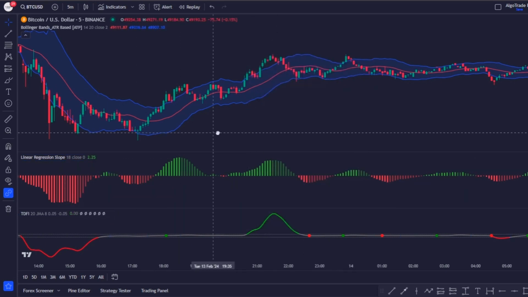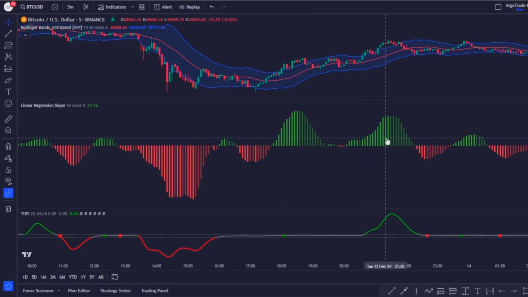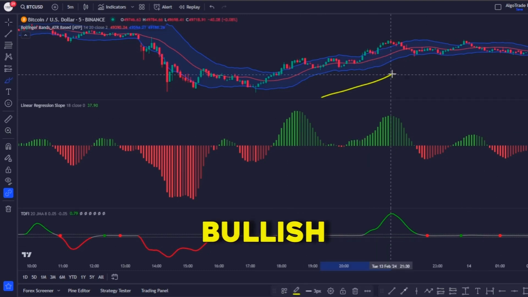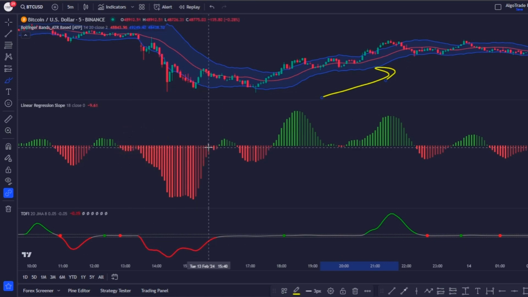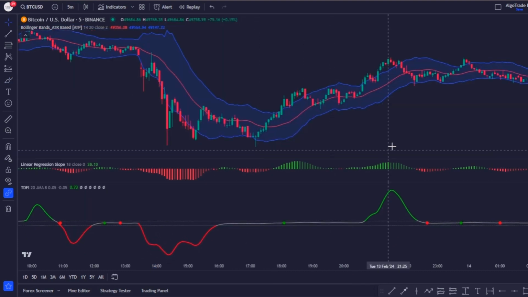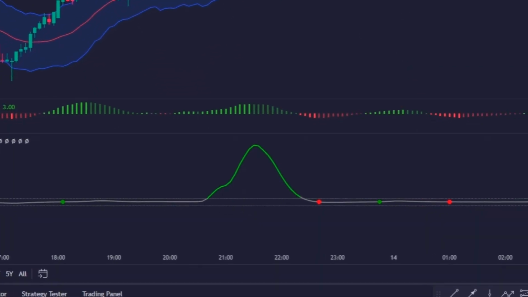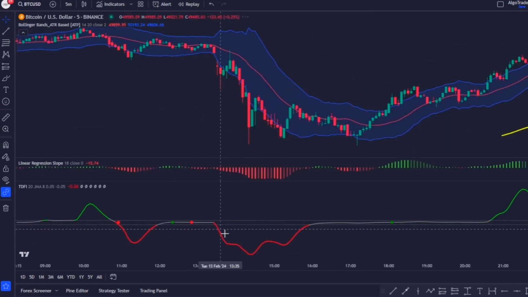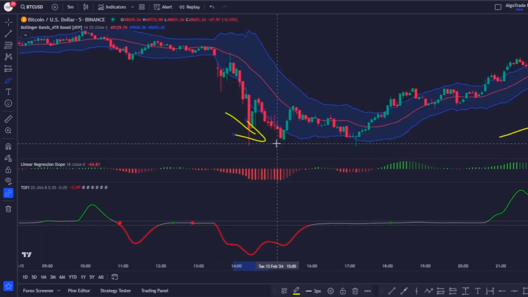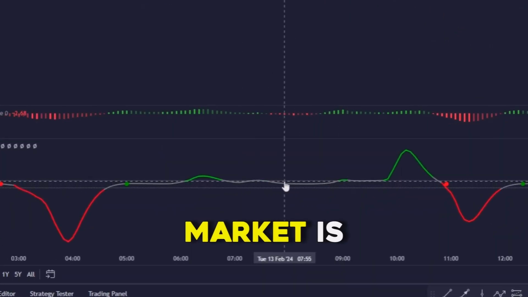The linear regression indicator is very simple to use. When its value is above the zero level, it will print these green bars on the histogram, meaning that the overall market trend is bullish. And when its value is below the zero level, it will print these red bars, meaning that the trend is mainly bearish. Regarding the trend direction force index, every time its line is green, it means that more buyers are on the market, and so we can expect a price increase. And the opposite is true if the line is red. And then, if the line is colored with this gray color, it means that the buy and sell pressure are equal, and so the market is trending sideways.